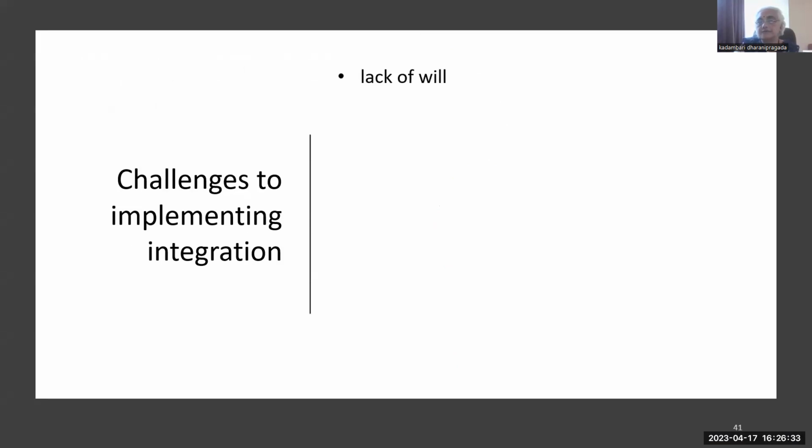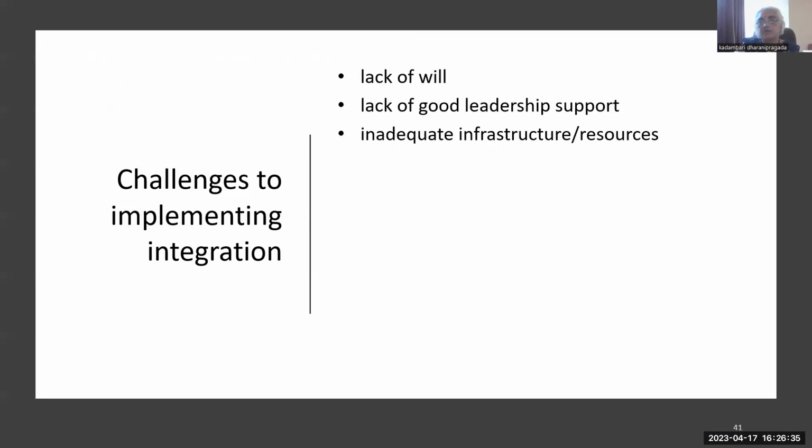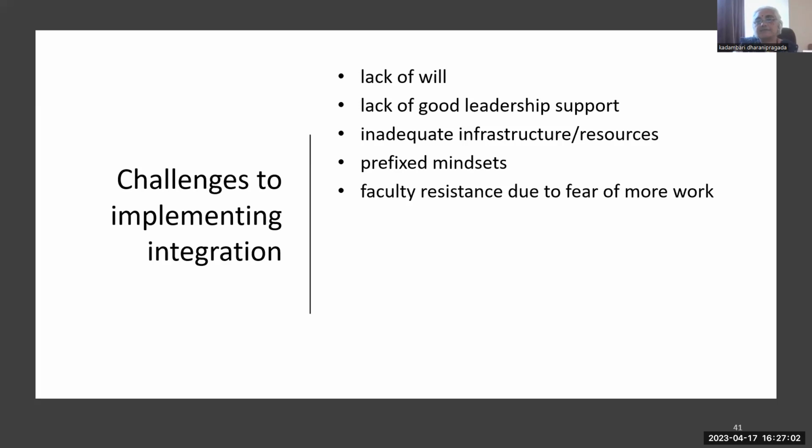Basically, there is a lack of will and leadership support. The most common thing which comes up is, we have only two faculty in our department. How can we go and participate in a surgery class or a medicine class? There are prefixed mindsets. They say, no, the clinician will not support me, or the basic scientist will not support me. So these are prefixed mindsets.